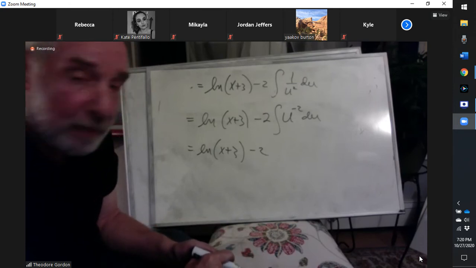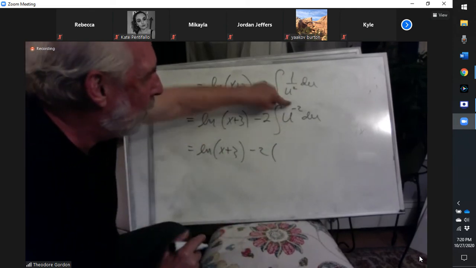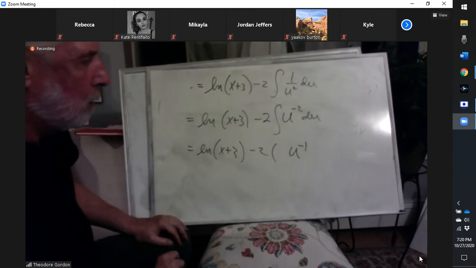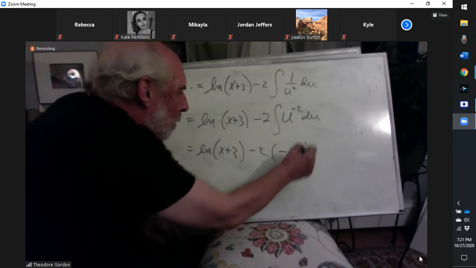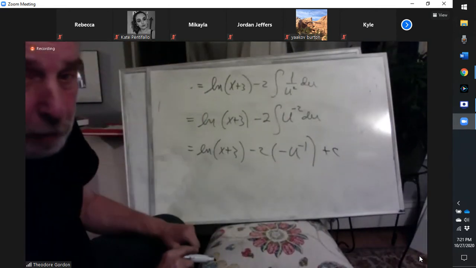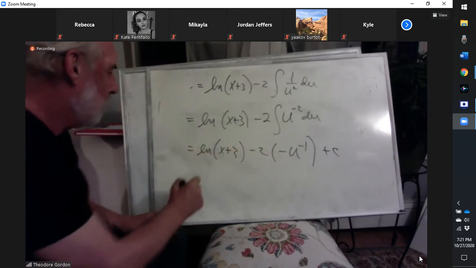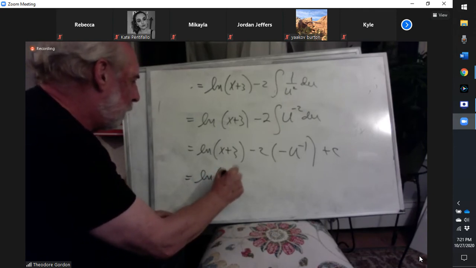Well, basic power rule. So we add 1 to the exponent, so we get u to the negative 1. And then we divide by the new negative, which puts a negative here. We get plus c. That answer is correct. But we need to replace that u. So we get the ln x plus 3.